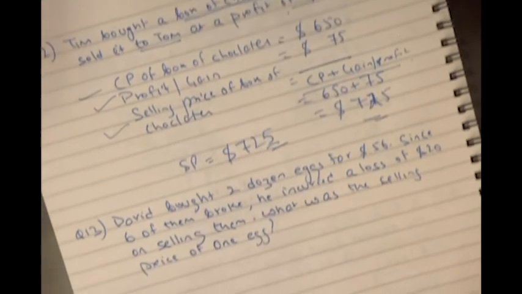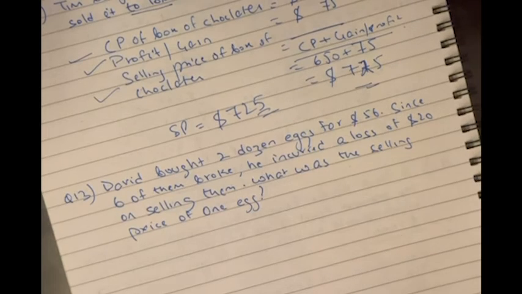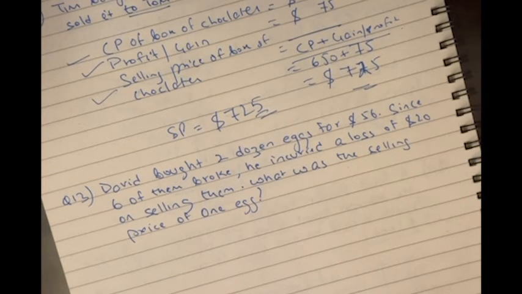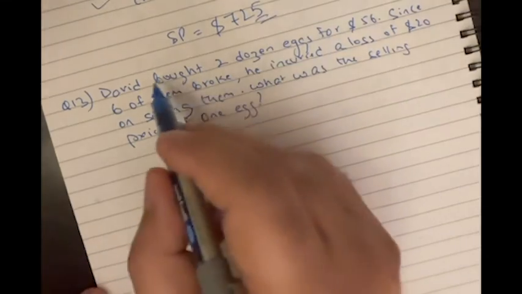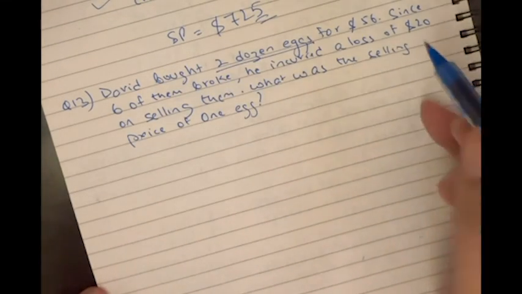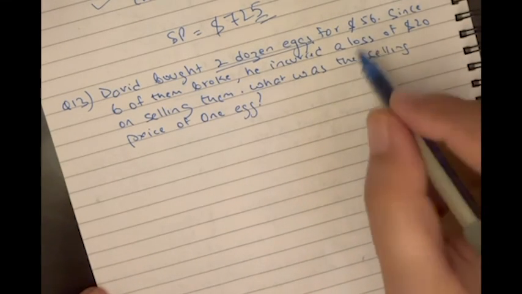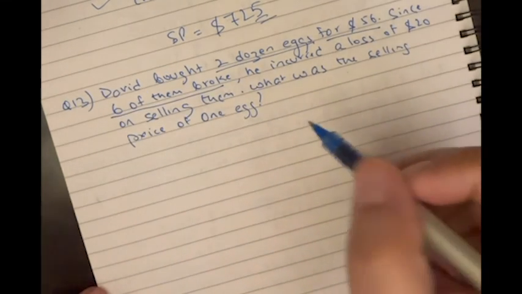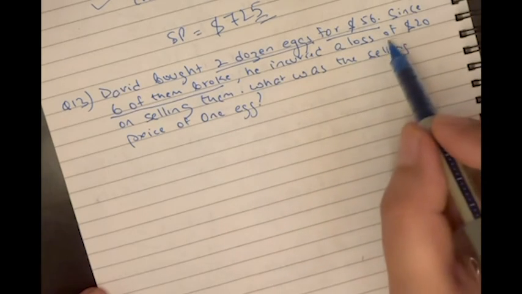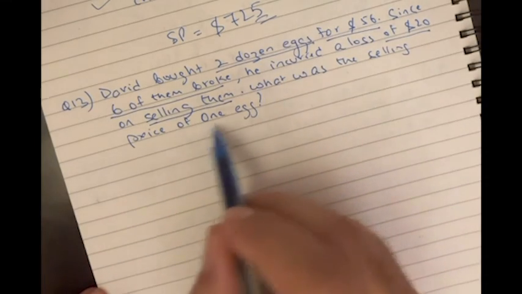Okay, I'm moving to question number 13 now, and we will solve this question. It is a little different from what we have seen in the previous examples. David bought 2 dozen eggs, and we know 1 dozen is equal to 12, so 2 dozen will become 24, for $56. Since 6 of them broke, he incurred a loss of $20 on selling them. What was the selling price of one egg?